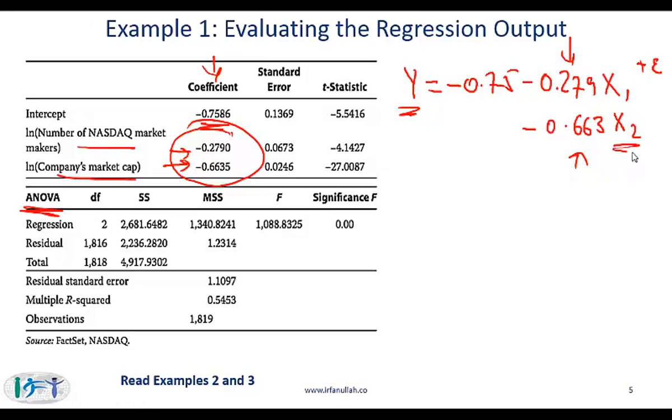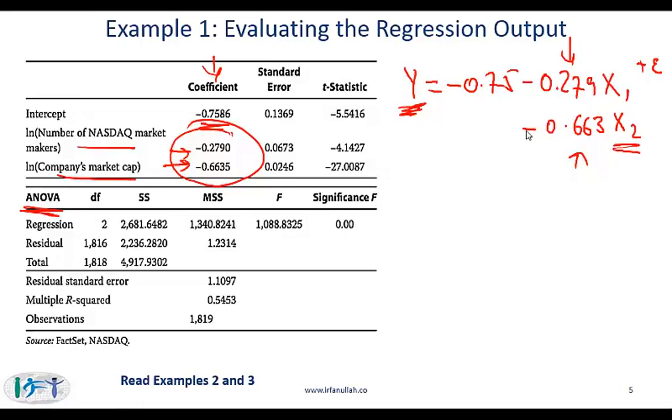Because if x2 goes up by 1%, what will happen to y, all else equal? It will come down by 0.66%. Similarly, if x1 goes up by 1%, then y will come down by 0.279%. So the curriculum says this several times, and you need to know this, that the coefficients can also be thought of as elasticities, all else equal.